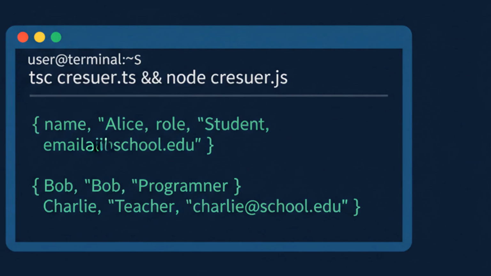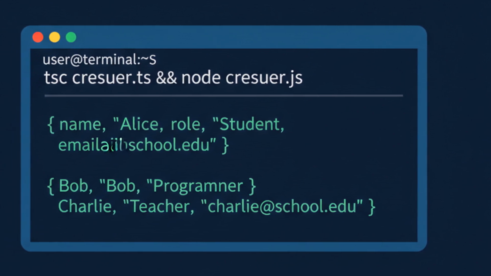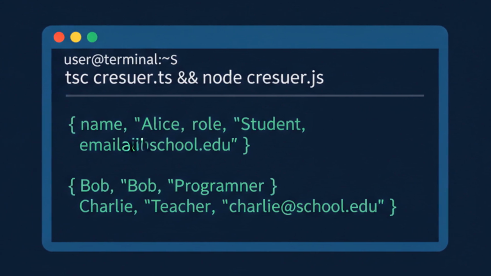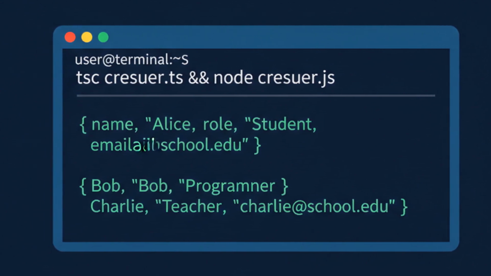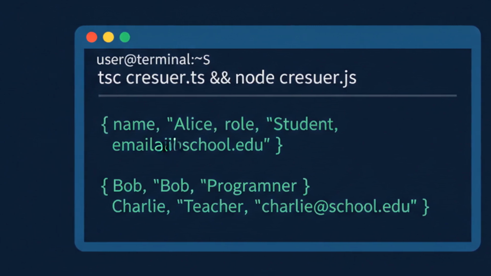We compile with tsc and run with Node. Every call returns a clean, predictable object. No silent bugs, no wrong types, exactly what we asked for. This is what shipping reliable code feels like. Try writing your own typed function right now and watch how the editor guides you.